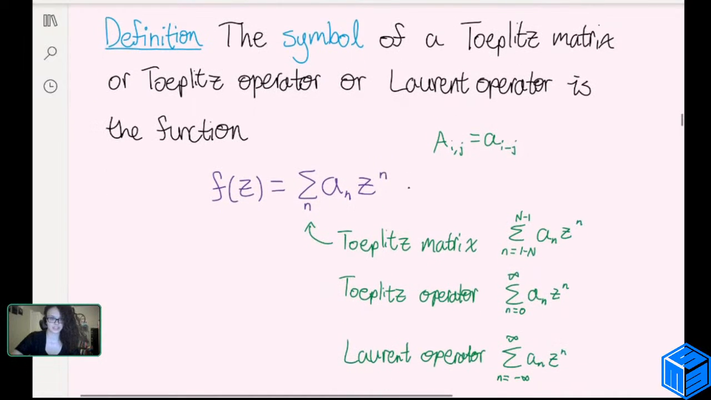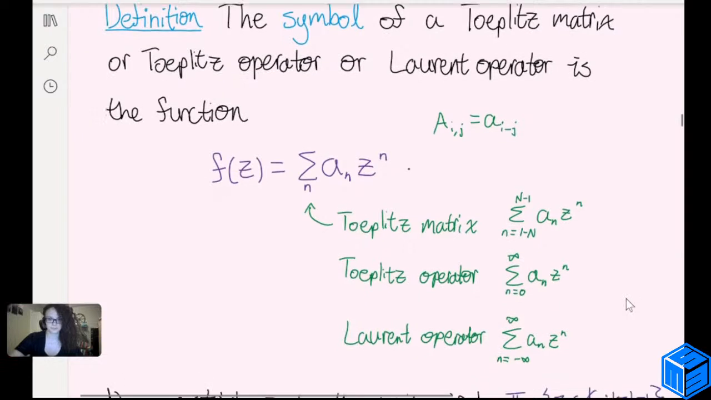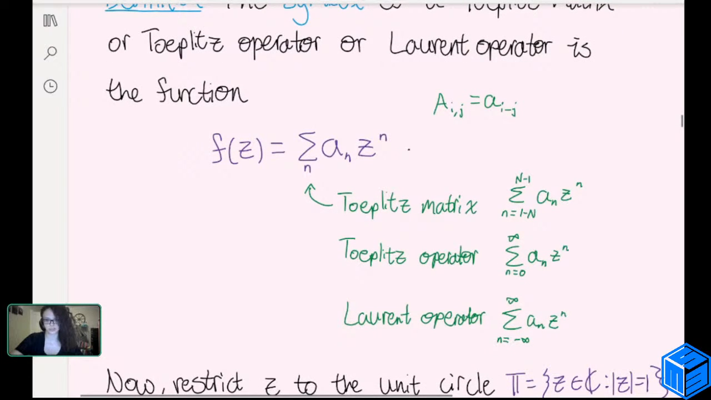And so, of course, n is going to be different depending on what kind of operator or matrix we have. For a Toeplitz matrix, we go from 1 minus n all the way up to n minus 1. A Toeplitz operator, we go from n equals 0 to infinity. And we'll talk about that a little bit more later, but we're mostly concerned with Toeplitz operators that look like this for this discussion. So from n equals 0 to infinity. And a Laurent operator is going to go from n equals negative infinity to positive infinity.